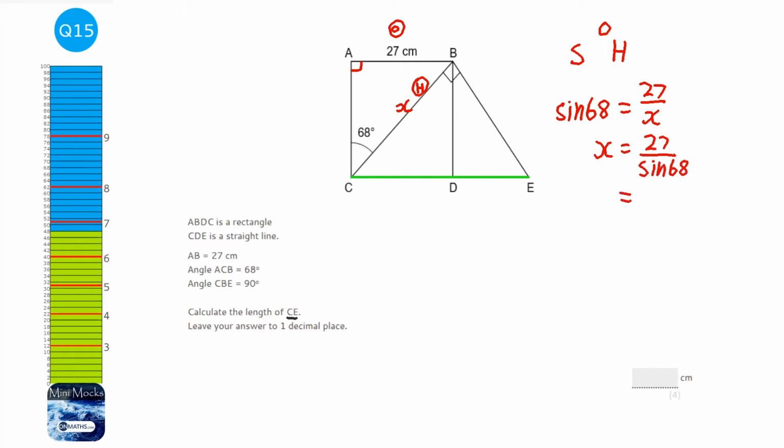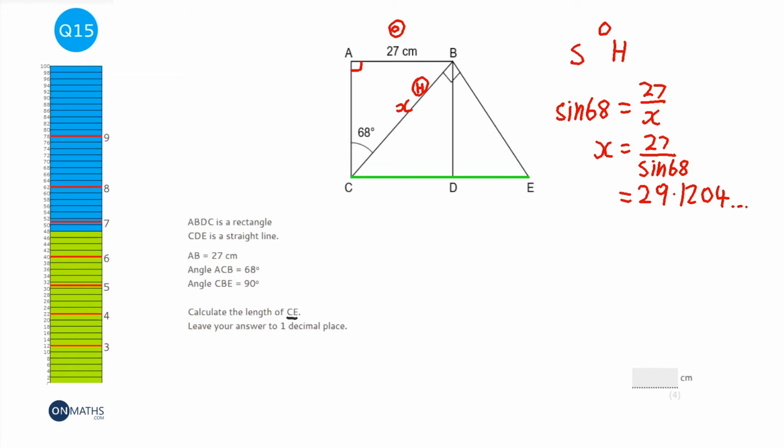If I do that on the calculator, 27 over sine 68, that gives me 29.1204. I just do a few more decimal places than usual because it's not the answer and you should never round your working out. If it's asking for one decimal place, I think 4 decimal places should be enough. But I'm going to try and keep it in the calculator if I can.